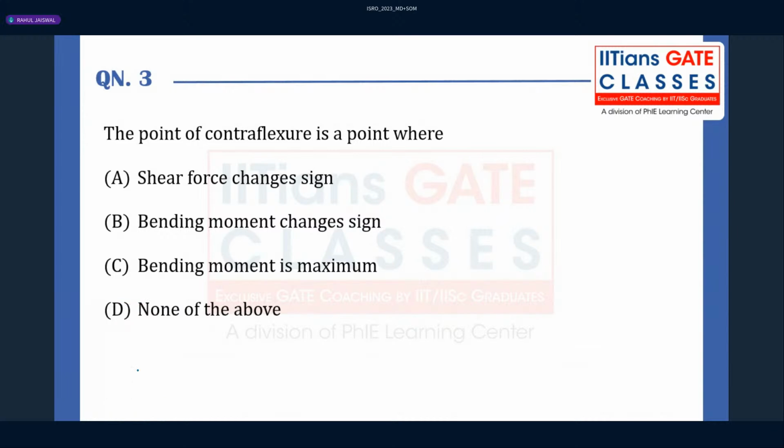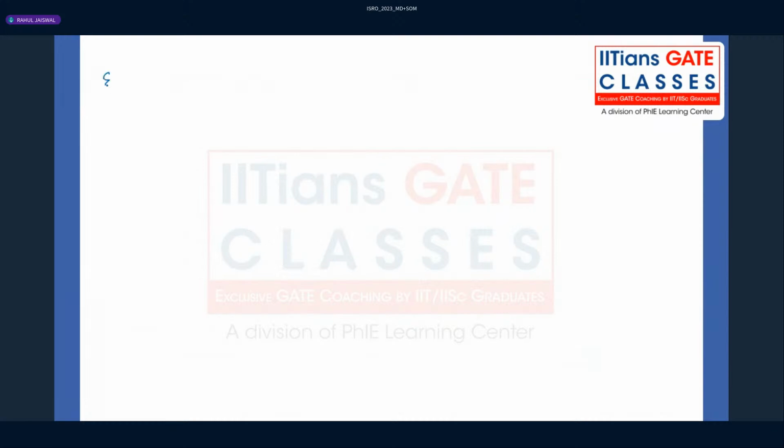Yes. Whatever answer I'm getting, that is the correct answer. The point of contraflexure is a point where the bending moment changes its sign, right? Or we can say the point where the bending moment becomes zero. Option B is correct. Now to explain this further, let me explain with an example.